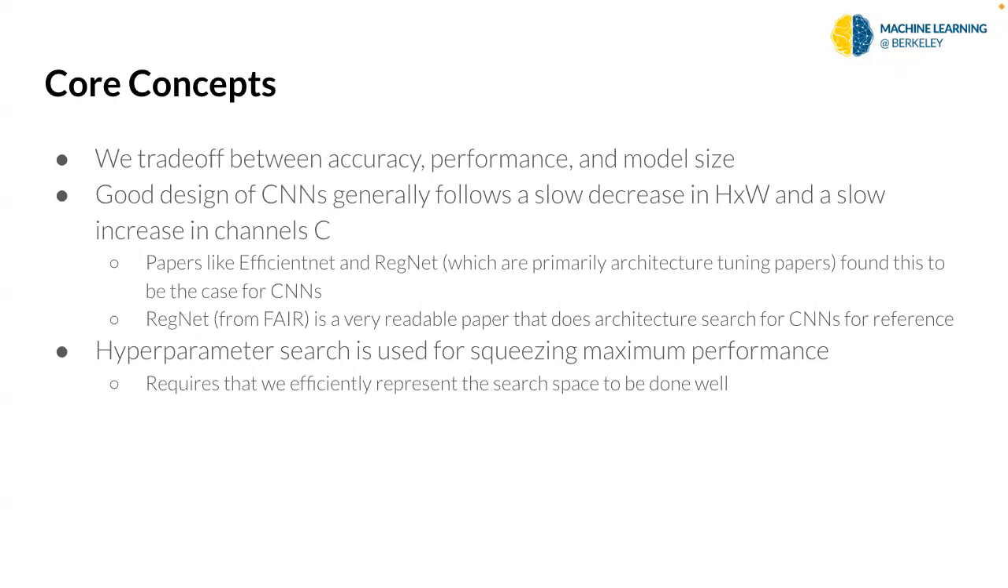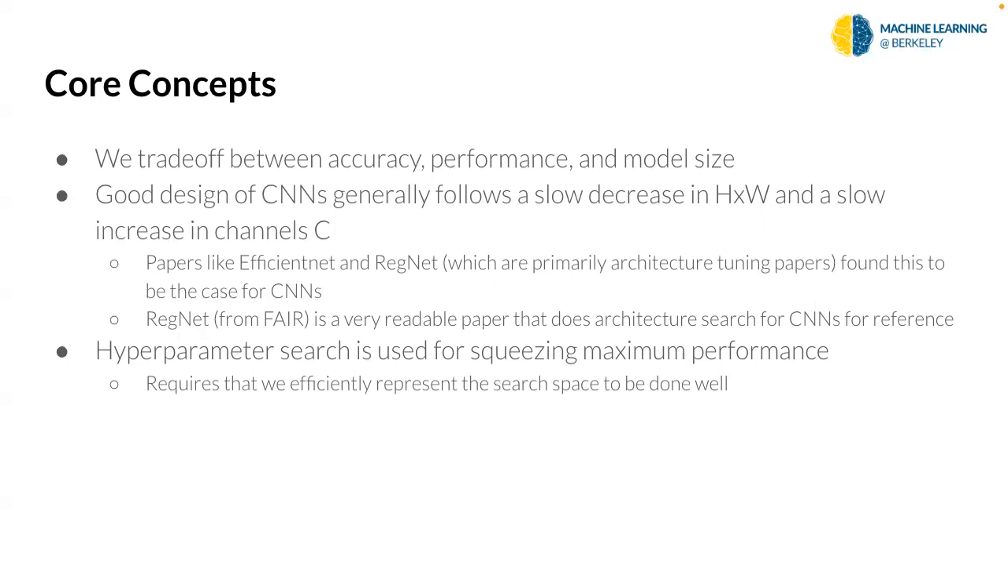So that's what AlexNet came up with, and then VGG confirmed with a deeper network. Papers like EfficientNet and RegNet, which are primarily architecture tuning papers, found this to be the case for CNNs. For context, they did neural architecture search, and the computer verified that this works well. RegNet from Facebook Research is actually a very readable paper that does architecture search. So I recommend you read it as well.